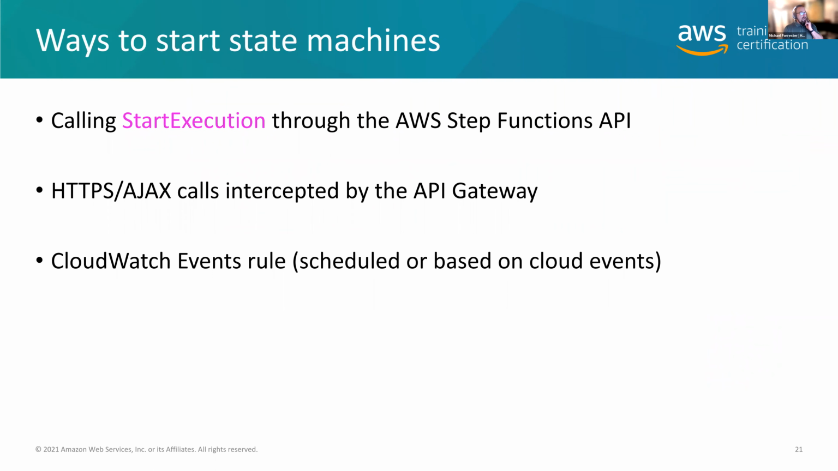And then we talked briefly just about the ways to trigger these step functions or state machines to start, which is either through the start execution through the step function API. You could have it be triggered through a Lambda, HTTP RESTful AJAX call, or you could have it be triggered based on an event or by time if you're using CloudWatch events, which is also now called EventBridge.